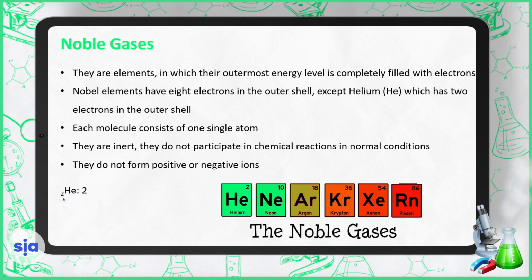For example, helium is a noble gas with only 2 electrons in 1 energy level. Neon is a noble gas too, with 10 electrons arranged as follows: 2 in the inner energy level and 8 in the outer energy level. Argon, 2, 8, 8. So they are stable, they are inert, they do not participate in chemical reactions, they do not lose or even gain electrons.